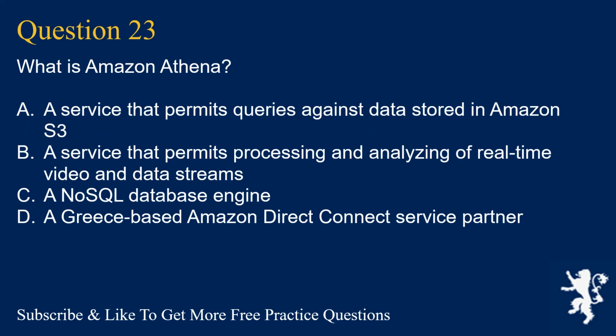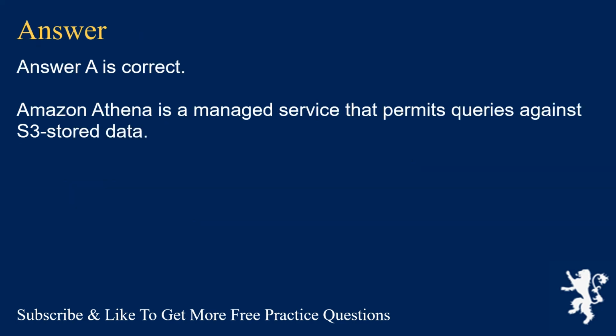Question 23. What is Amazon Athena? A. A service that permits queries against data stored in Amazon S3. B. A service that permits processing and analyzing of real-time video and data streams. C. A NoSQL database engine. D. A Greece-based Amazon Direct Connect service partner. Answer A is correct. Amazon Athena is a managed service that permits queries against S3 stored data.